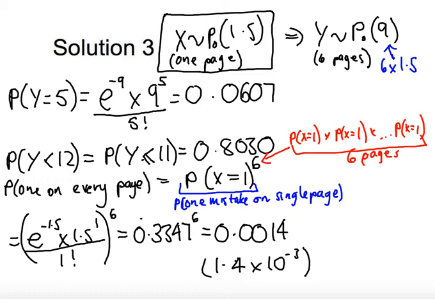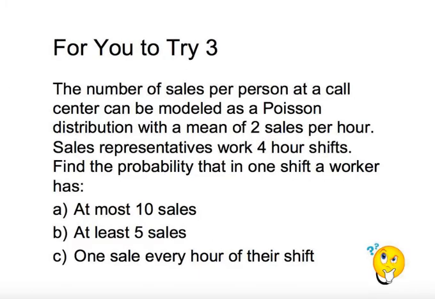Okay, so let's get you to have a go at one very, very similar. The number of sales per person at a call center can be modeled with a Poisson distribution with a mean of 2 sales per hour. Sales representatives work 4-hour shifts. Find the probability that in one shift a worker has at most 10 sales, at least 5 sales, and 1 sale on every hour of their shift. So pause the video now, have a go at it, and then resume once you are ready to mark your work.